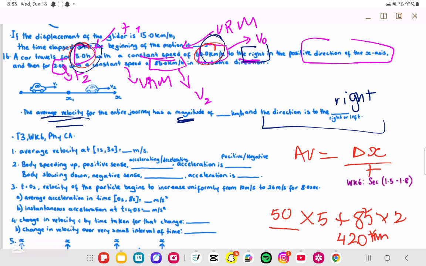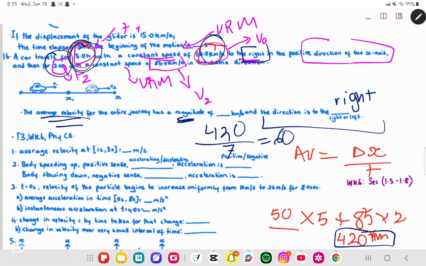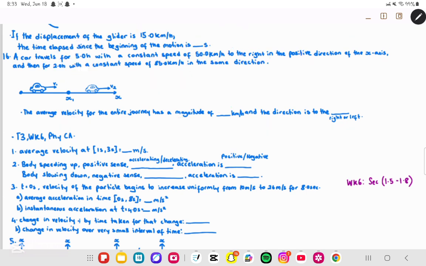You will add them together to get the total displacement, which is 420 kilometers, over the total time, which is 5 hours plus 2 hours. So 5 plus 2 is 7 hours. So it's going to be 420 divided by 7 hours. So you're going to get what? An average velocity of 60 kilometers per hour, and its direction is to the right.